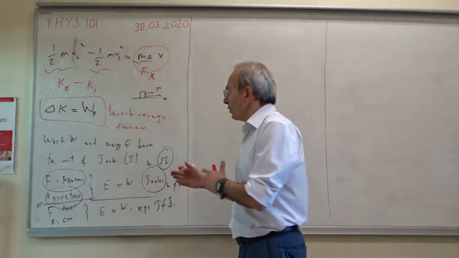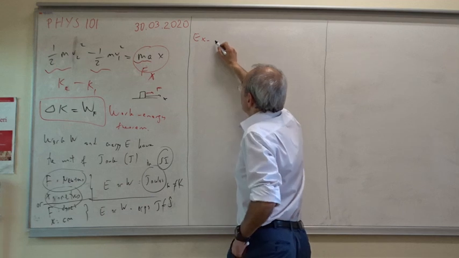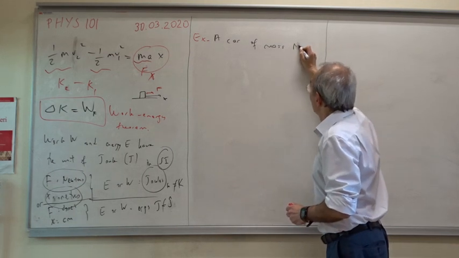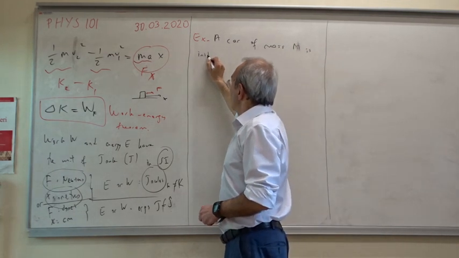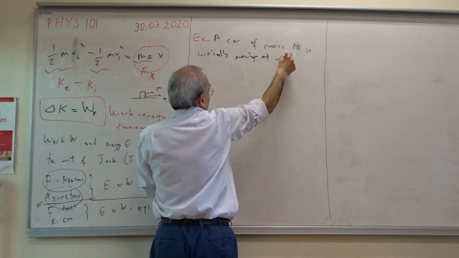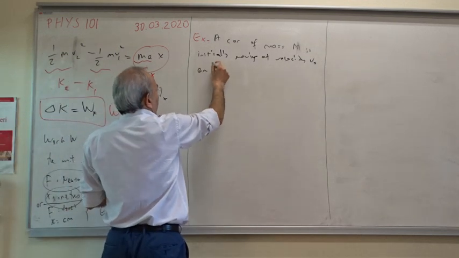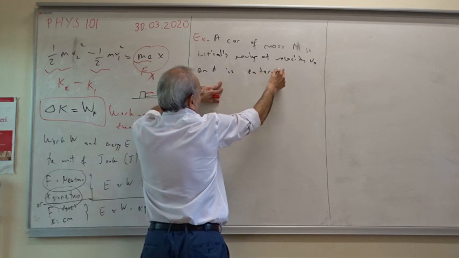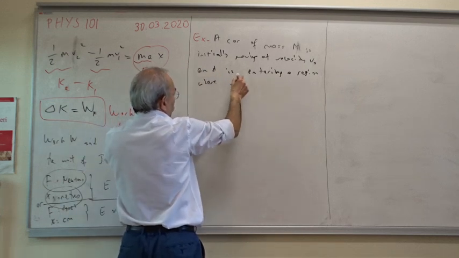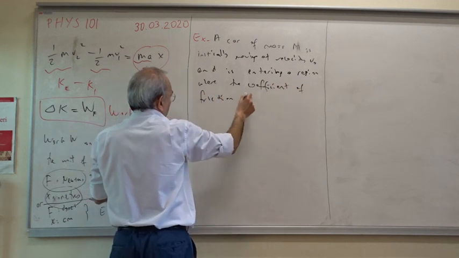Let's have an example on this work energy principle, for instance. A car of mass m is initially moving at velocity v0 and is entering a region where the coefficient of friction is mu.